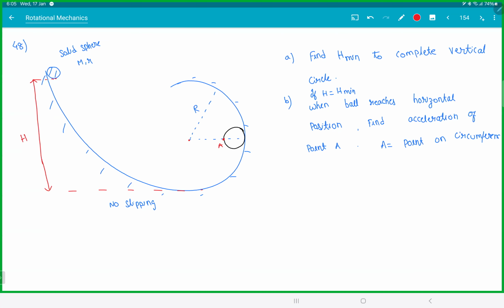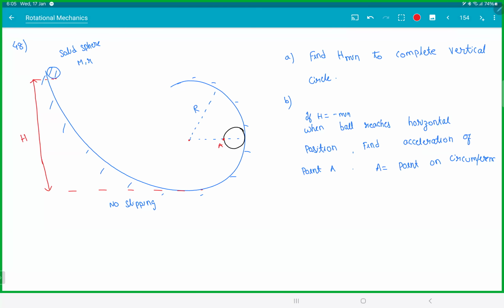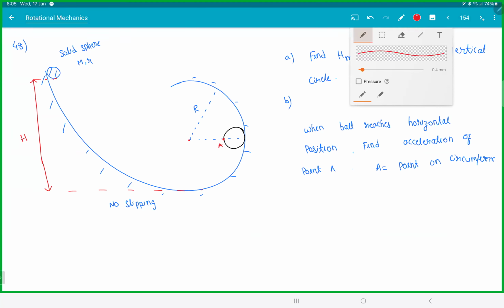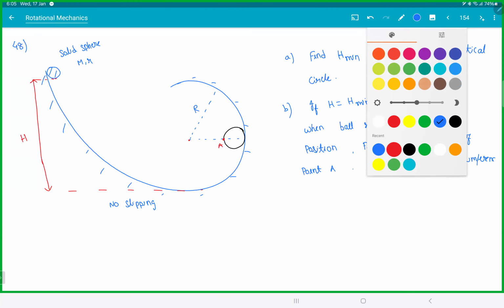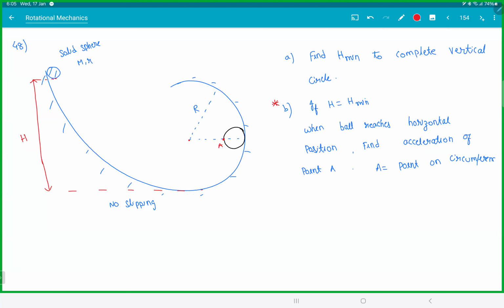First, let's do the first question. The second one is a pretty good question. Right? This should be a proper advanced paragraph. Remember, you can't use root 5 gR. That was derived when there is no rotation. Try. You got a minute for the first one.